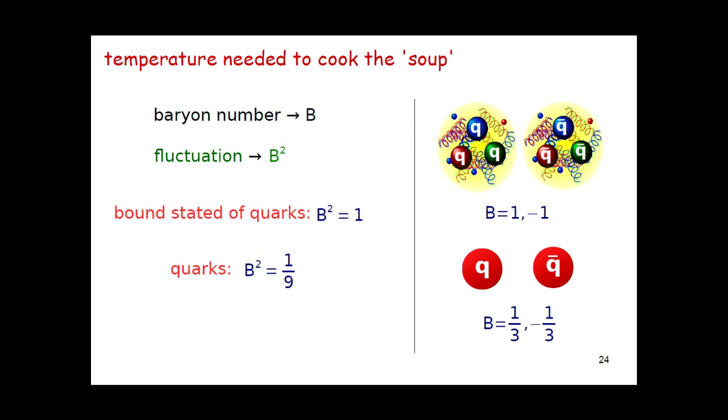So if we can measure a quantity which is B squared, like the fluctuations of the baryon number, then if the system consists dominantly of baryons, this quantity would be 1. And if the system consists dominantly of quarks and antiquarks, then the fluctuation of the baryon number would be 1/9. So we can go and try to find a measure of this quantity.